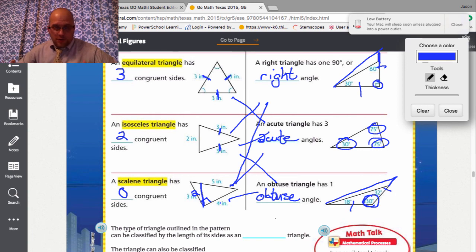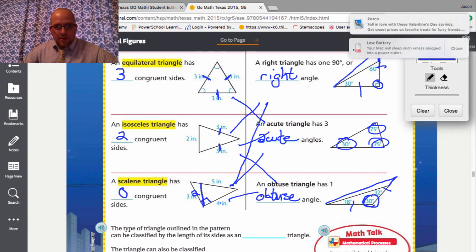So what you're going to do is practice classifying some triangles, and we'll do that in class as we work on our paper airplane project. So look at some practice problems on this, and we will put this concept to application with our paper airplanes tomorrow.